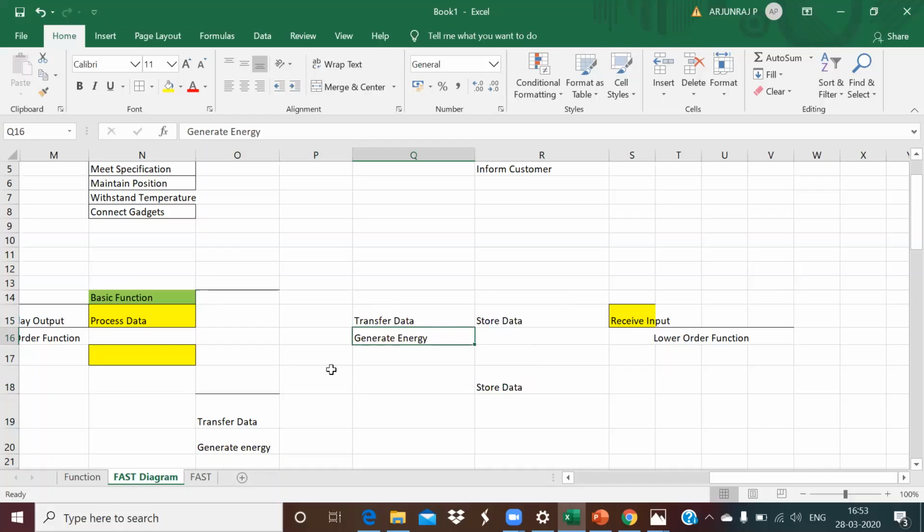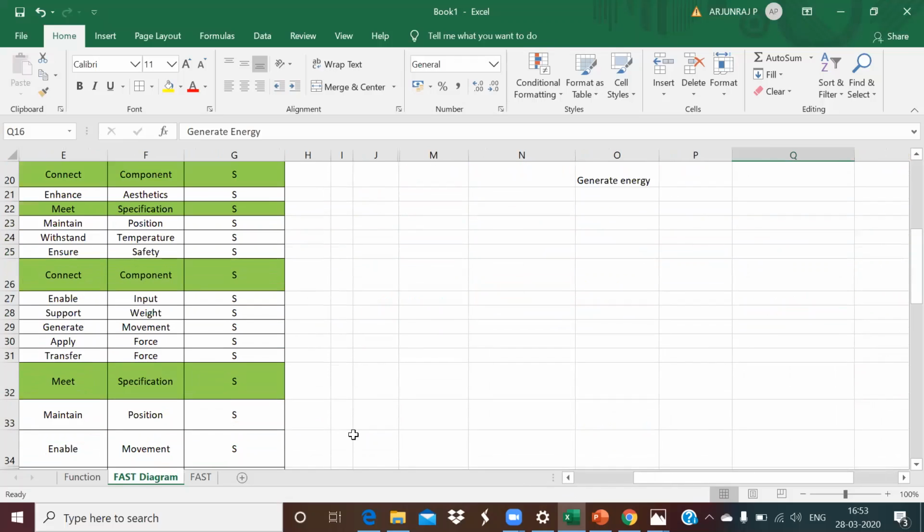All these three can be there: input, output, and process can be the basic function. So I'm going to receive the power, and then I'm going to store the energy with the help of the battery. That is also one of the ways.